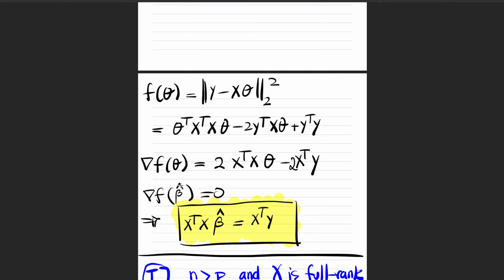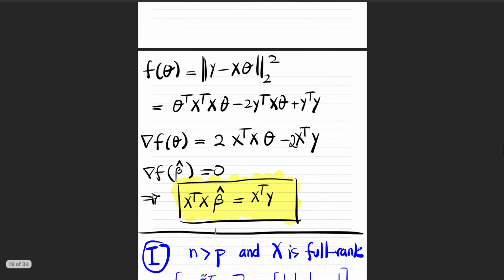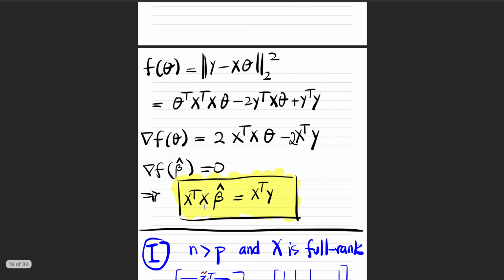So beta hat satisfies this equation being equal to 0. So essentially, any beta hat that satisfies x transpose x beta hat equals x transpose y is a minimum. Okay. So sometimes, if the number of predictors is larger than the number of observations, which is the underdetermined case, then you have many beta hats that satisfy that.